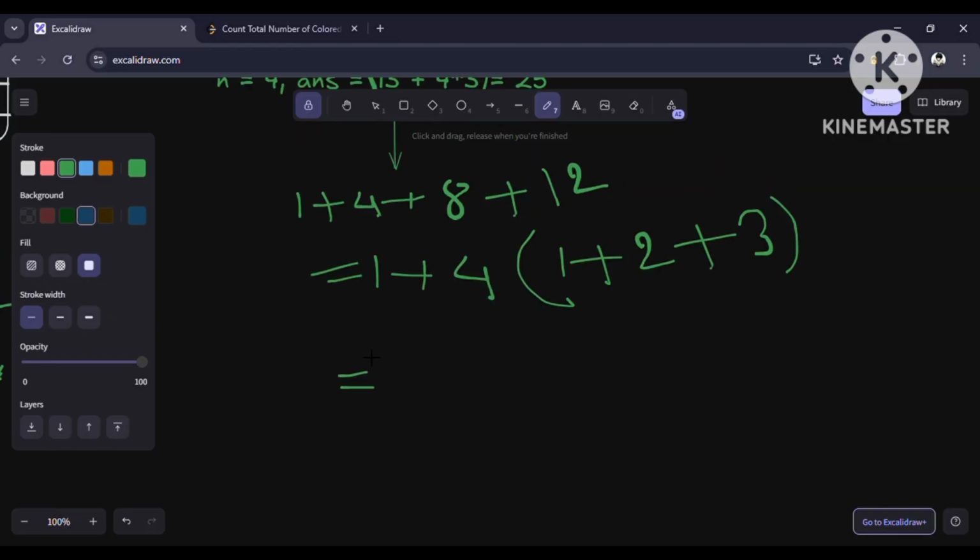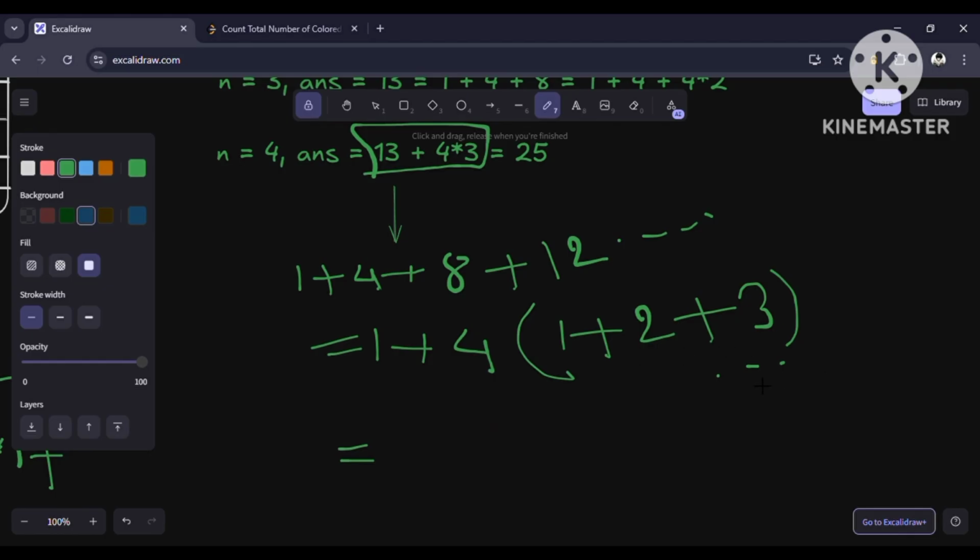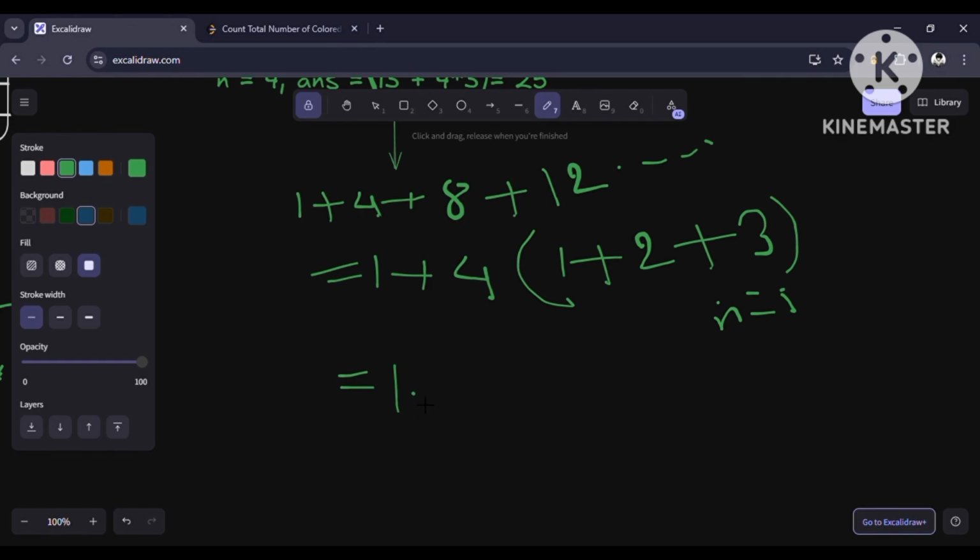And next, suppose there are n elements, then there would have been 1 plus 2 plus 3 up to n, and because I have removed this one, my one element is less, so there will be n minus 1 elements in this series. So my answer in the general form will be 1 plus 4 multiplied by the sum of n minus 1 natural numbers, so this will be n minus 1 multiplied by n minus 1 plus 1, which is basically n, divided by 2.